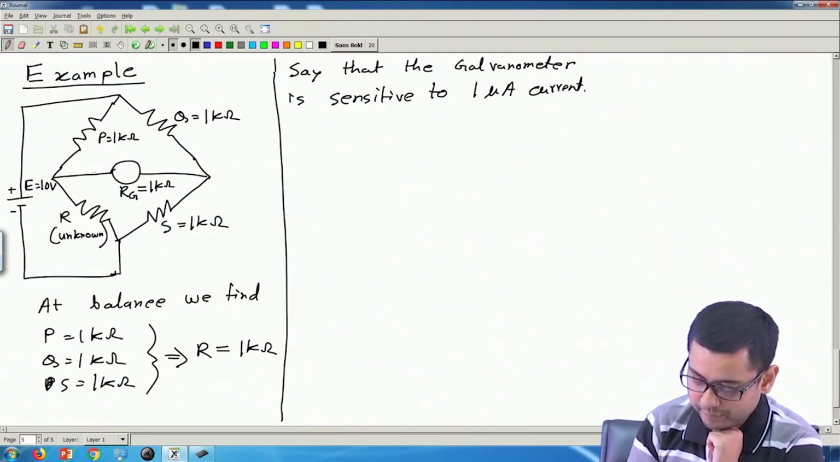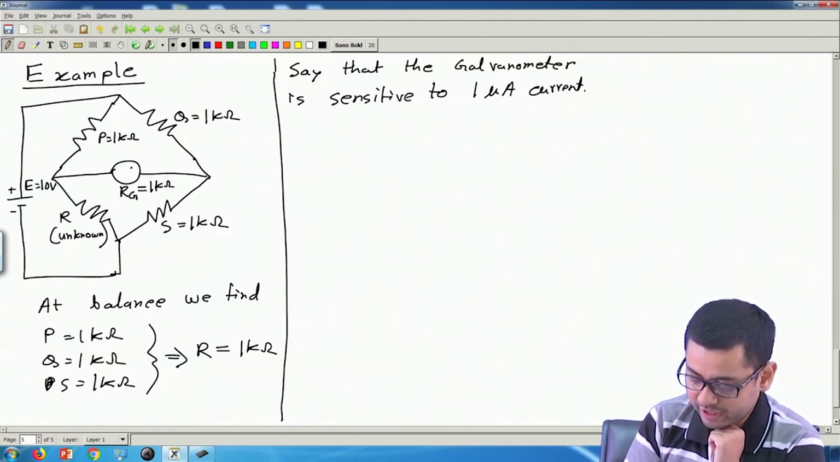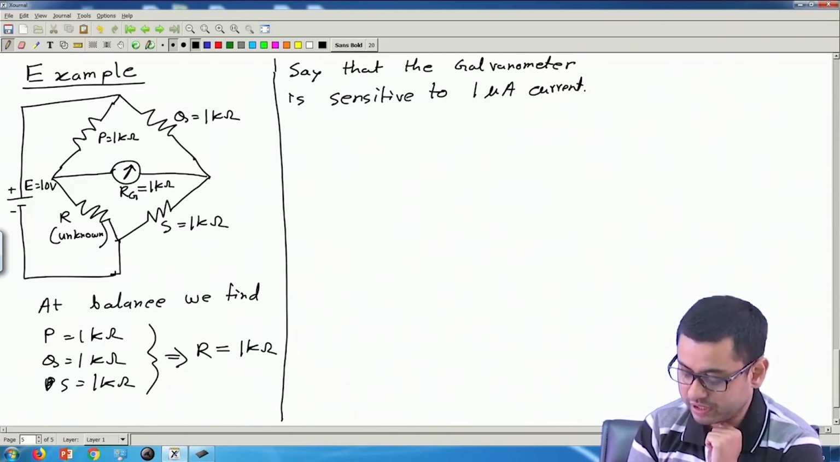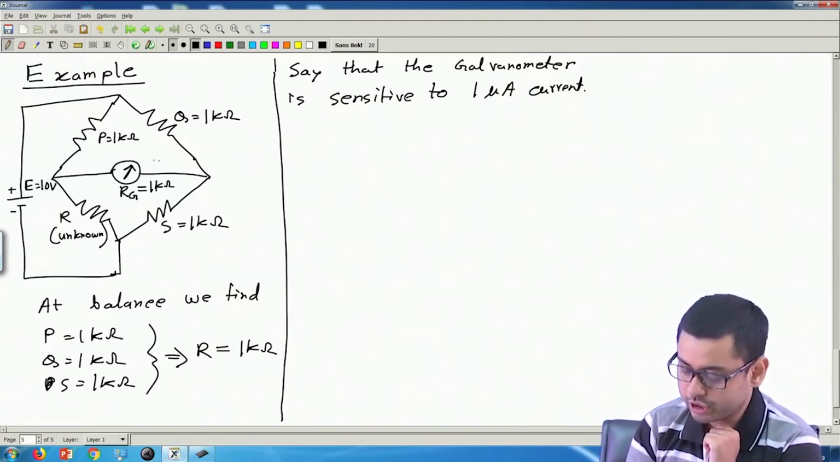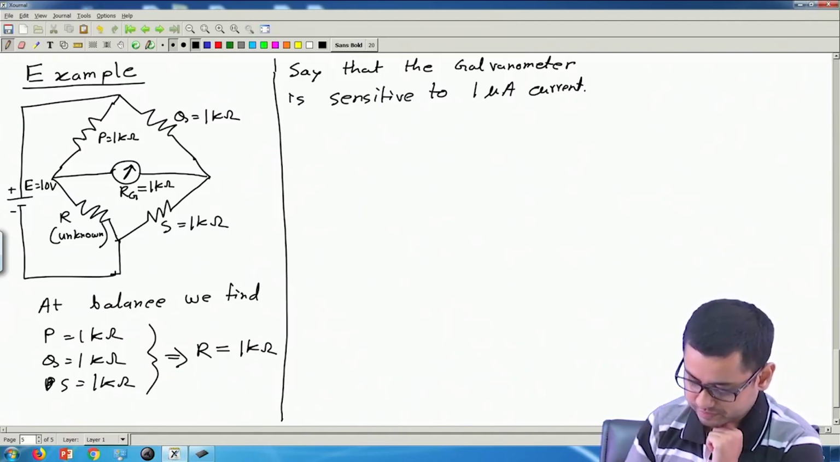So that means a minimum of 1 microampere current must flow through this galvanometer, then only the pointer will move by an observable amount. If the current flowing through this galvanometer is less than 1 microampere, then we cannot observe any pointer deflection. The pointer will either not deflect at all due to friction, or even if it deflects, it will be very difficult to identify that deflection. So the minimum observable deflection is obtained with 1 microampere current.